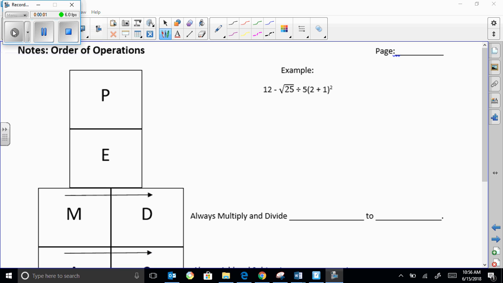Okay, so today we want to work on order of operations, and the majority of us are very familiar with order of operations. Early in math, we use what we call PEMDAS. We're going to use PEMDAS again today, but we're going to extend it just a little bit because P doesn't just stand for parentheses. It really stands for grouping symbols.